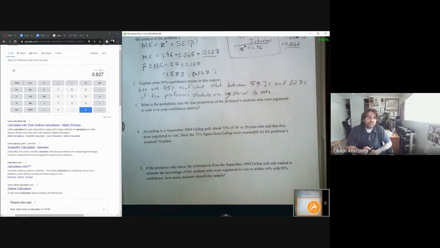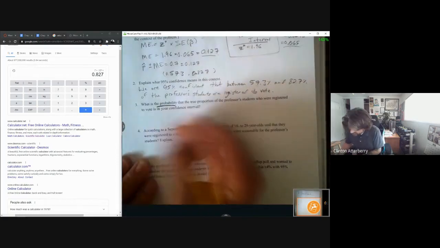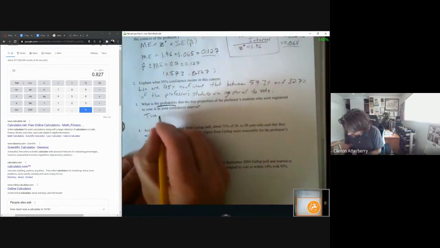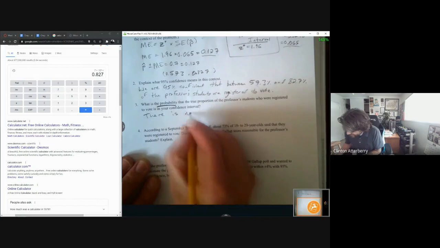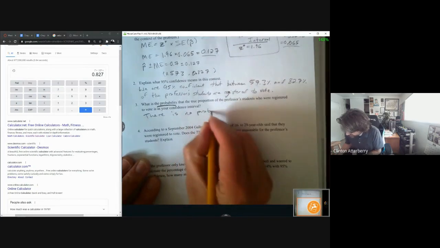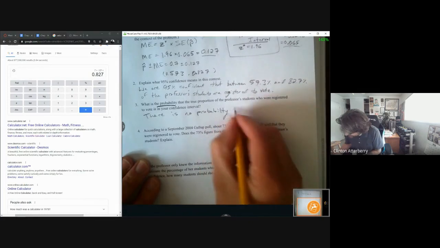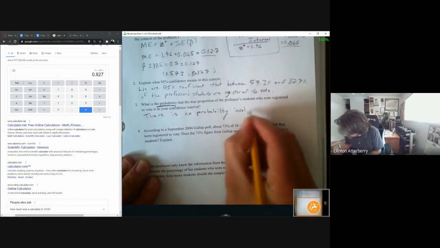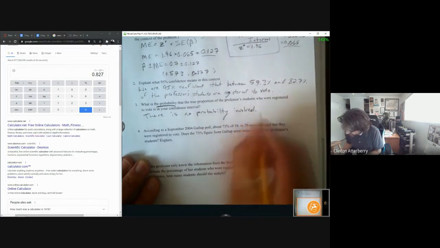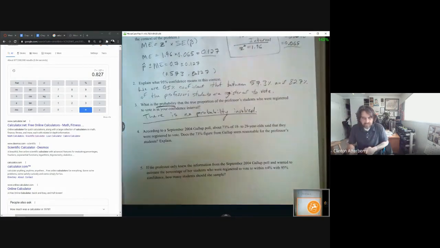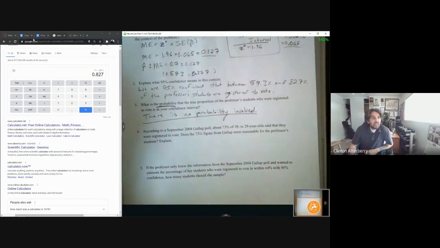So what's the probability that the true proportion of the professor's students who register to vote is in this confidence interval? This right here, there is no probability involved. So basically, that's like a trick question. There's no way to answer that question.